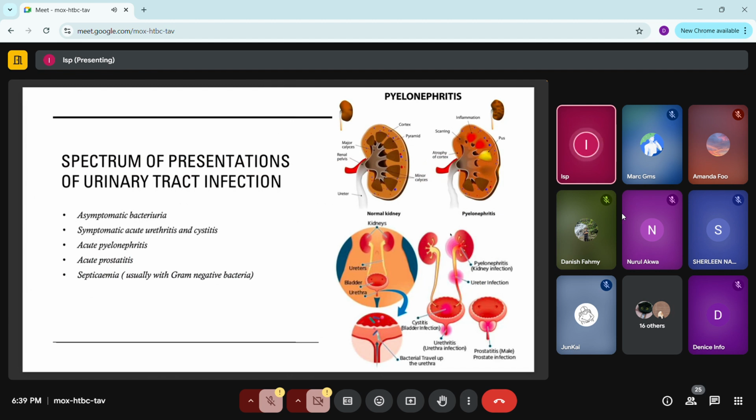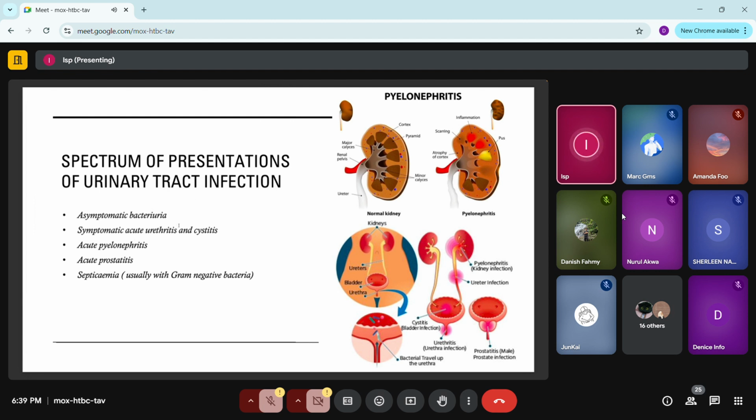So the spectrum of disease, patient can be asymptomatic. They can carry the bacteria in the bladder. We call it asymptomatic bacteriuria. Especially in female or elderly, they may carry the bacteria without causing symptoms. So this group of patient, you may not need treatment, and they can progress and turn into symptomatic, whereby they will have cystitis, have pain on passing urine.